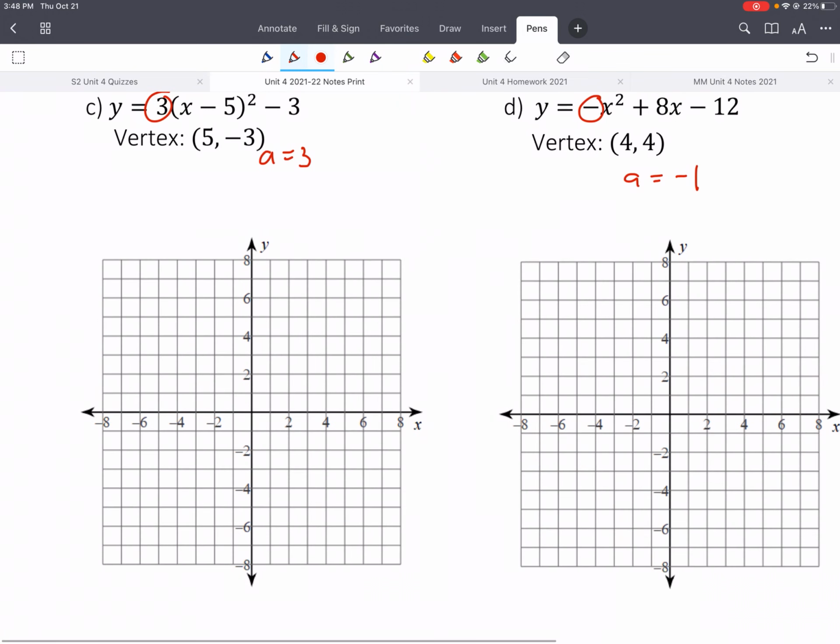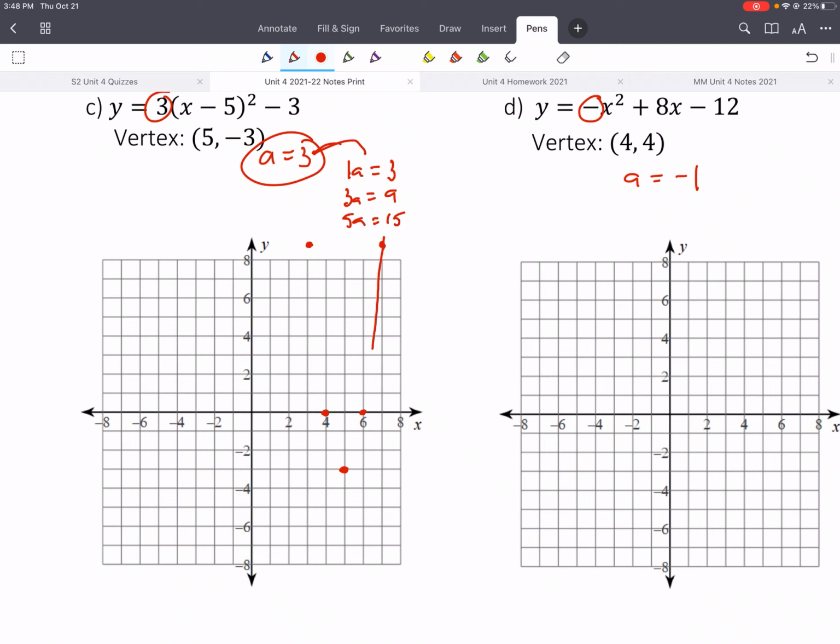C. Again, we have our A already, and we're going to do 1A, 3A, 5A, and 1 times 3 is 3, 3 times 3 is 9, and 5 times 3 is 15. So we're just evaluating when A is 3. We plot 5, comma, negative 3, which is right here. And we use our growth pattern. So over 1, up 3 this time, over 1, up 9. And we'll do it on the other side as well.